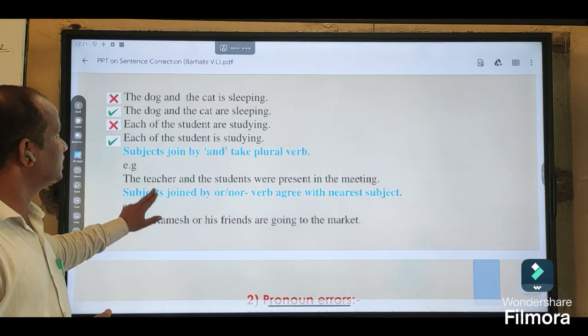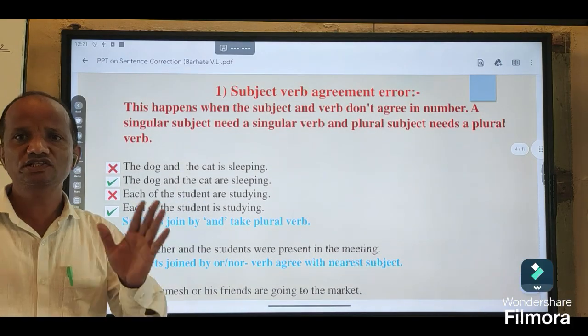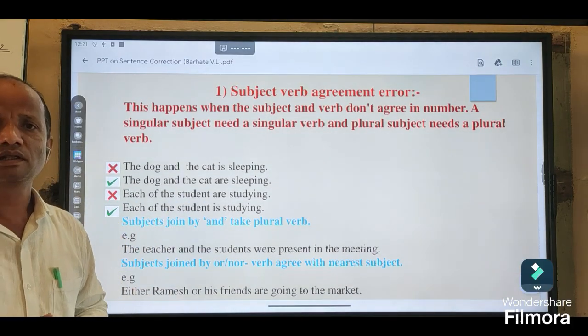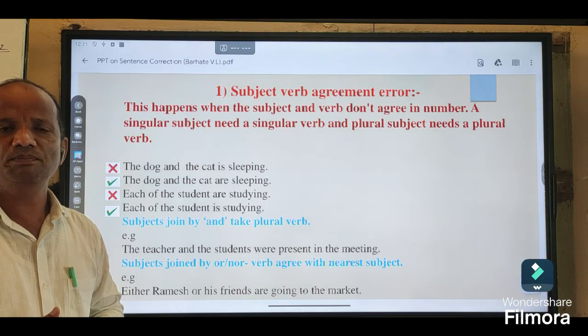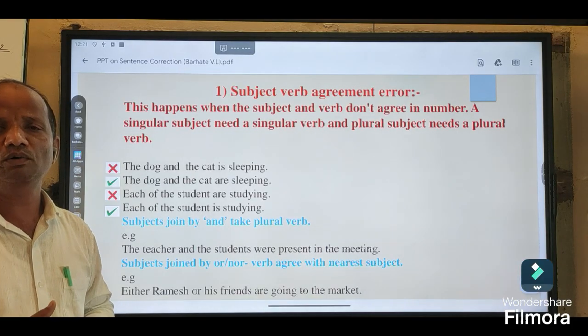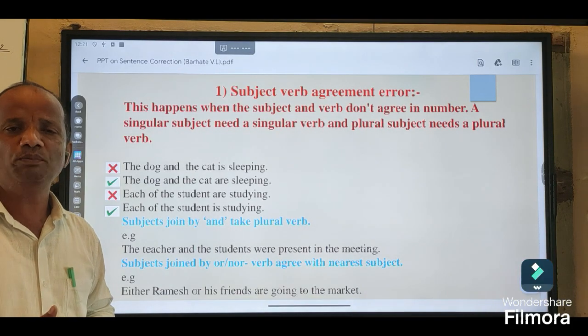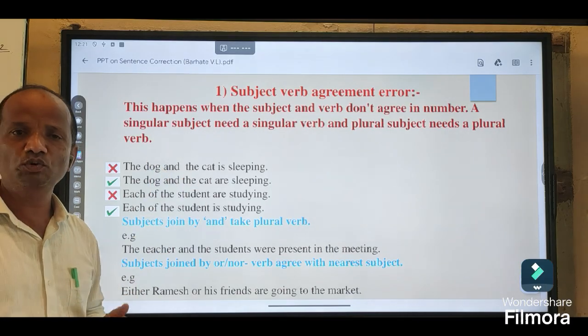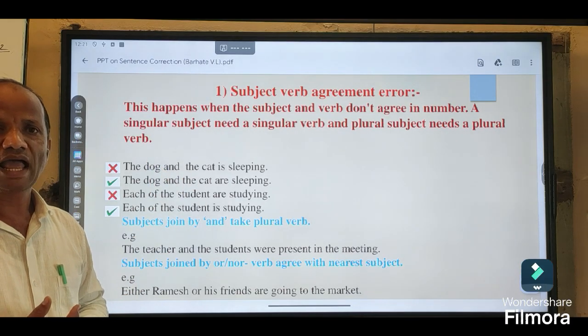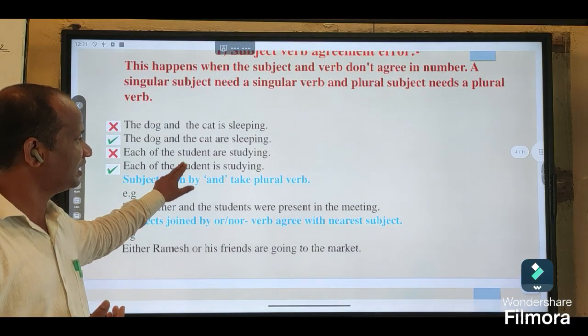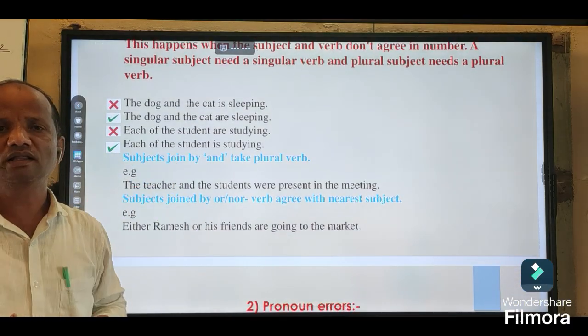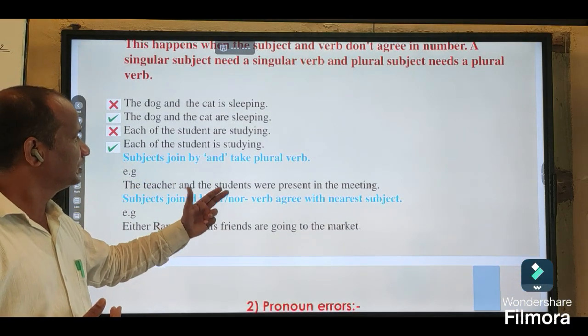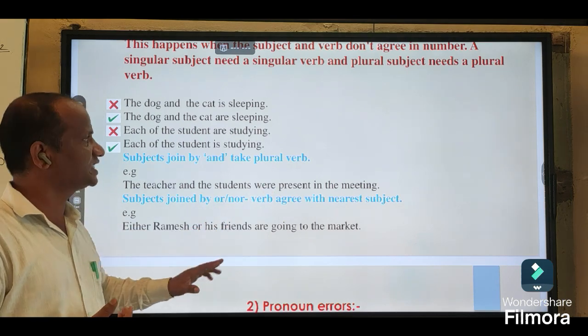So here we have learned that if our subject is singular, our verb should be singular, and if our subject is plural, our verb should be plural. Apart from it, when our subjects are joined by and, we have to use a plural verb, and when our subjects are joined by or, nor, our verb agrees with the nearest subject.